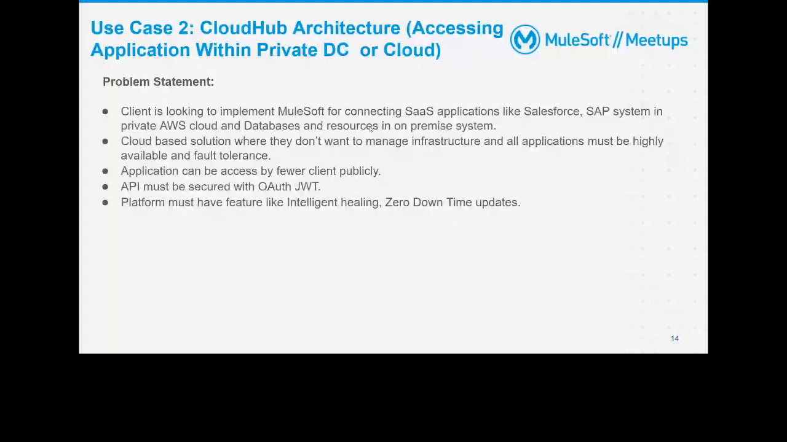All the applications must be highly available and fault tolerant. Applications can be accessed publicly by only a few clients. Keep this in mind: only a few clients publicly. I don't want all my clients to access my application deployed to CloudHub. I want only a few consumers to access my application. APIs must be secured with OAuth and JWT, and the platform must have features like intelligent healing and zero downtime updates.